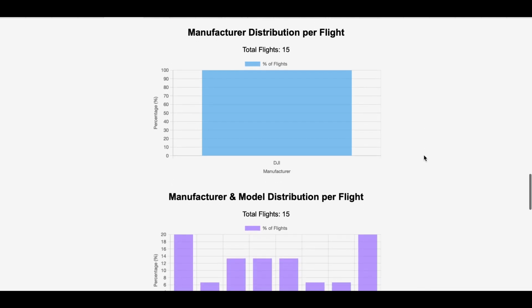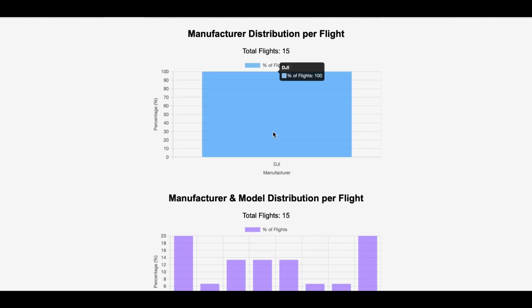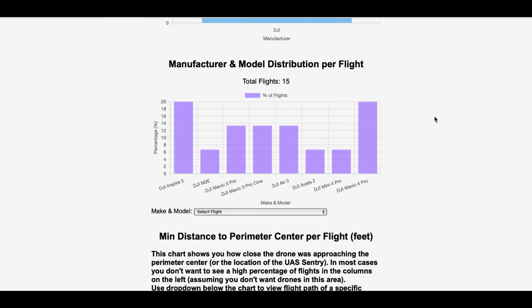The next chart shows the drone manufacturer, and all of the drones detected were DJI. The next are the make and models. So we saw quite a variety of DJI drones, including some Mavic 4s. We were surprised to see the Mavic 4s since you cannot buy them in the US, but apparently people are getting a hold of them.